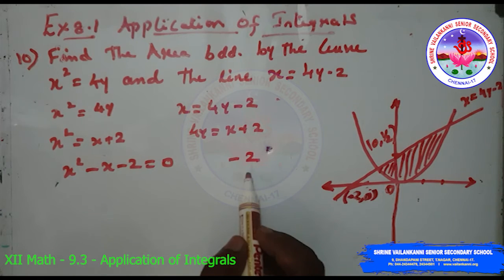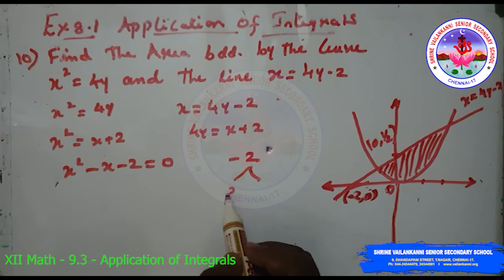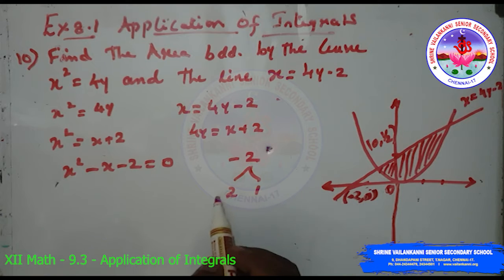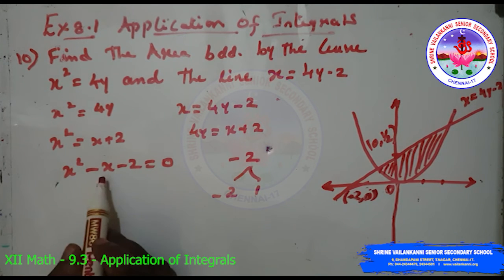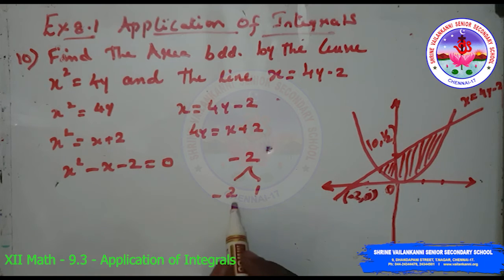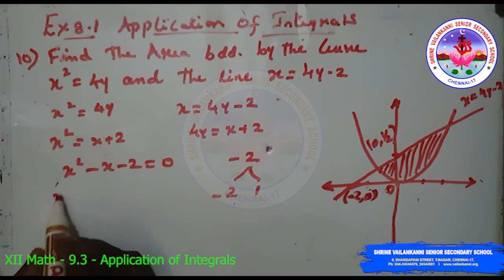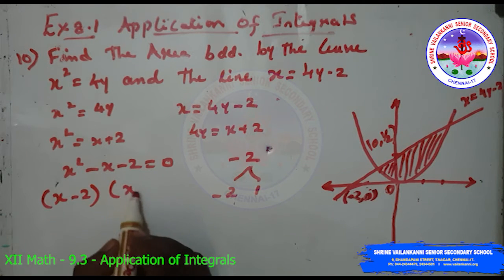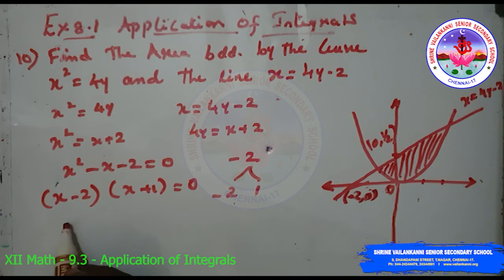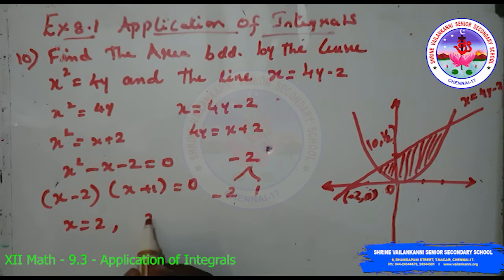Factorizing this, the product is minus 2, so minus 2 into 1, which is minus 2. Minus 2 plus 1, which is minus 1. So sum is minus 1 and product is minus 2. So x minus 2 and x plus 1 equal to 0. So x equal to 2 and x equal to minus 1.